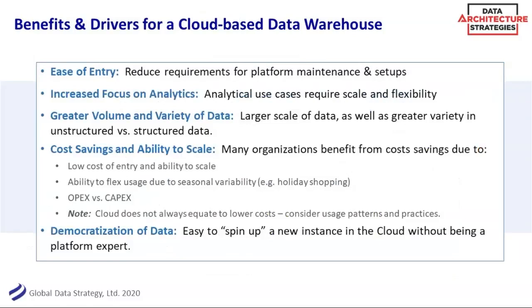So when we look at some of the benefits to moving to more of a cloud based data warehouse, one of them is the one I touched on, the ease of entry. In the on-prem world, you literally have to buy your server. You need to have it set up. You either have to wait for somebody to do that and give you access or learn how to do that yourself. And that is a realistic, daunting task.